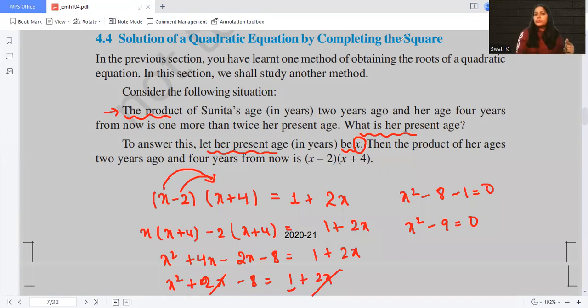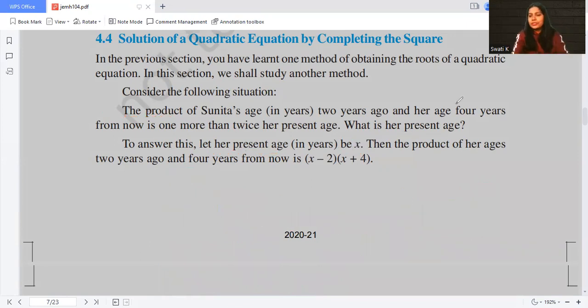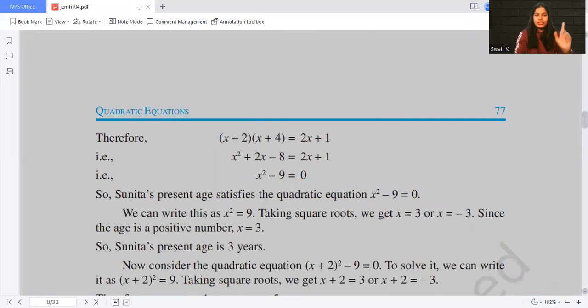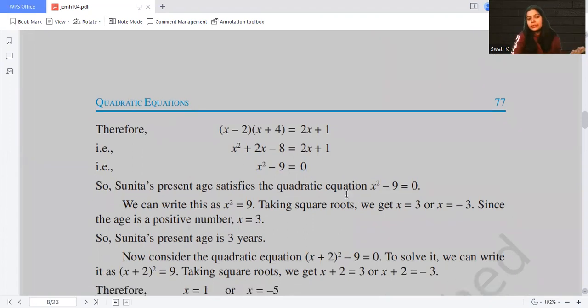Why is it called a complete square? Let's understand. Because that is already given here, so it will be very simple for you to understand it from the same. As you can see, we got x square minus 9 equals 0. Of course, it is a quadratic equation. Why is it a quadratic equation? Because it has the power 2. I hope you are aware of this.